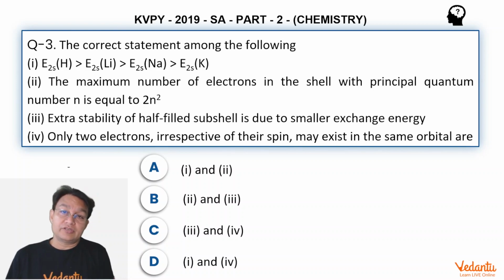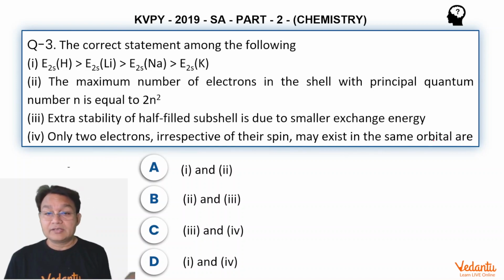Here's a question from atomic structure. We have to choose the correct statement. Compare the energy of the 2s orbital in hydrogen, lithium, sodium, and potassium. The maximum number of electrons in a shell with principal quantum number n is equal to 2n square. Extra stability of half-filled subshells is due to the smaller exchange energy. Only two electrons, irrespective of their spin, may exist in the same orbital. We have to see what are the correct statements.